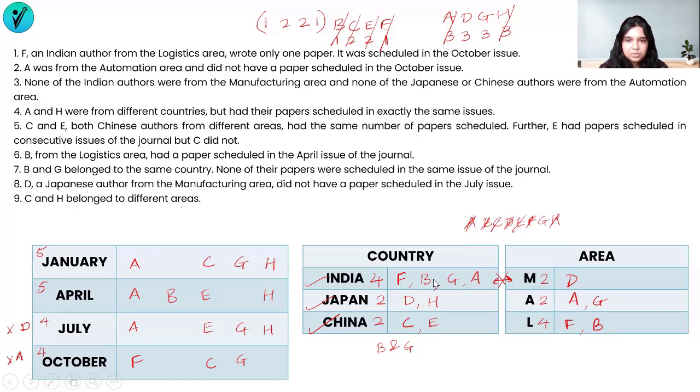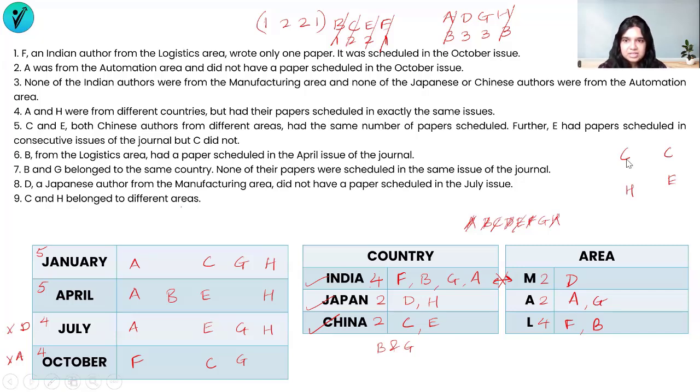Now, the other people who cannot be a part of India are already taken care of here. So A, G, F, and B. Indians are over, so there's no overlap with the manufacturing area. Let's take a look at the other 4 now. There is some information about C and H belonging to different areas. So if C belongs to one area, H has to belong to a different area. And there is also about C and E. C and E, both Chinese authors, are from different areas. So C and E are also in different areas. We do not know yet, but we can try and find it out.